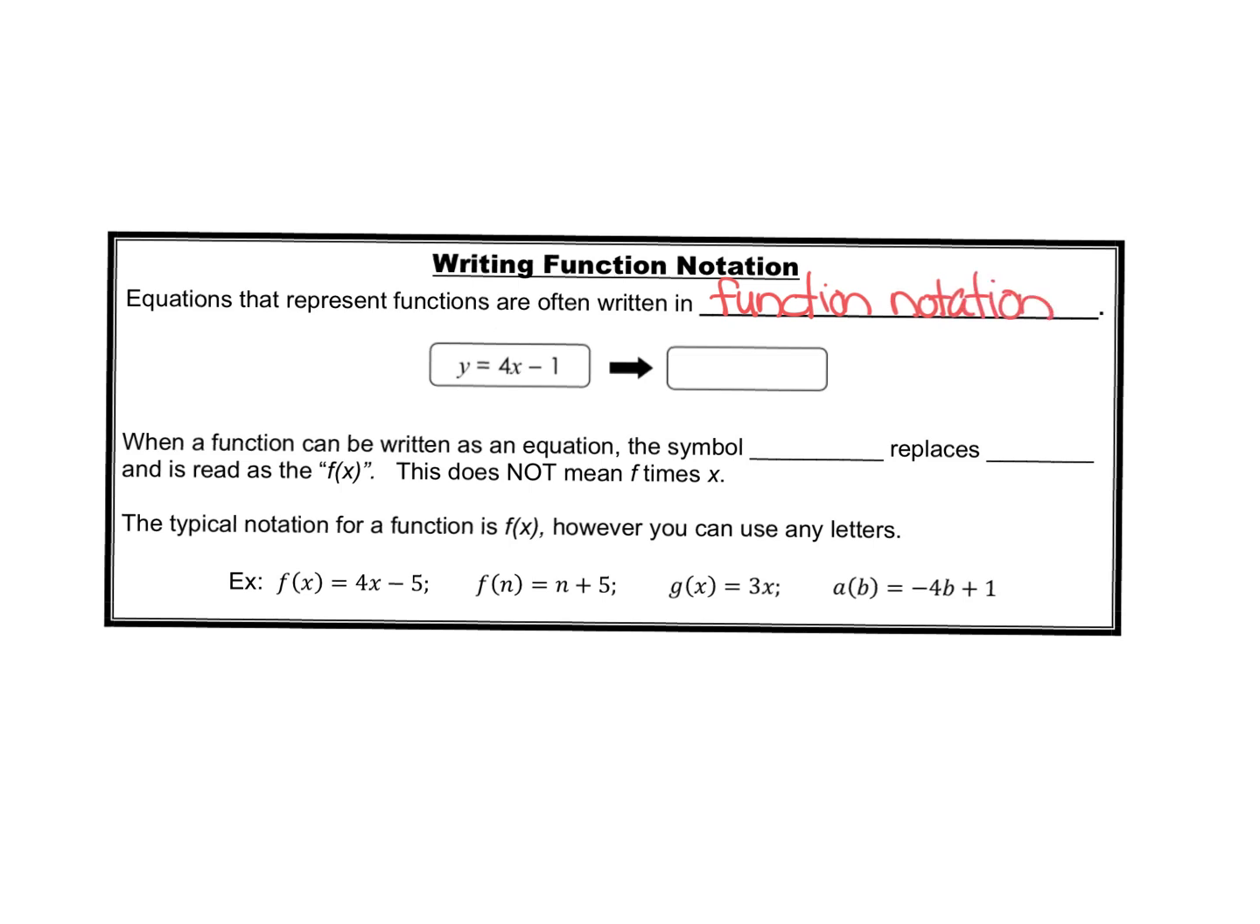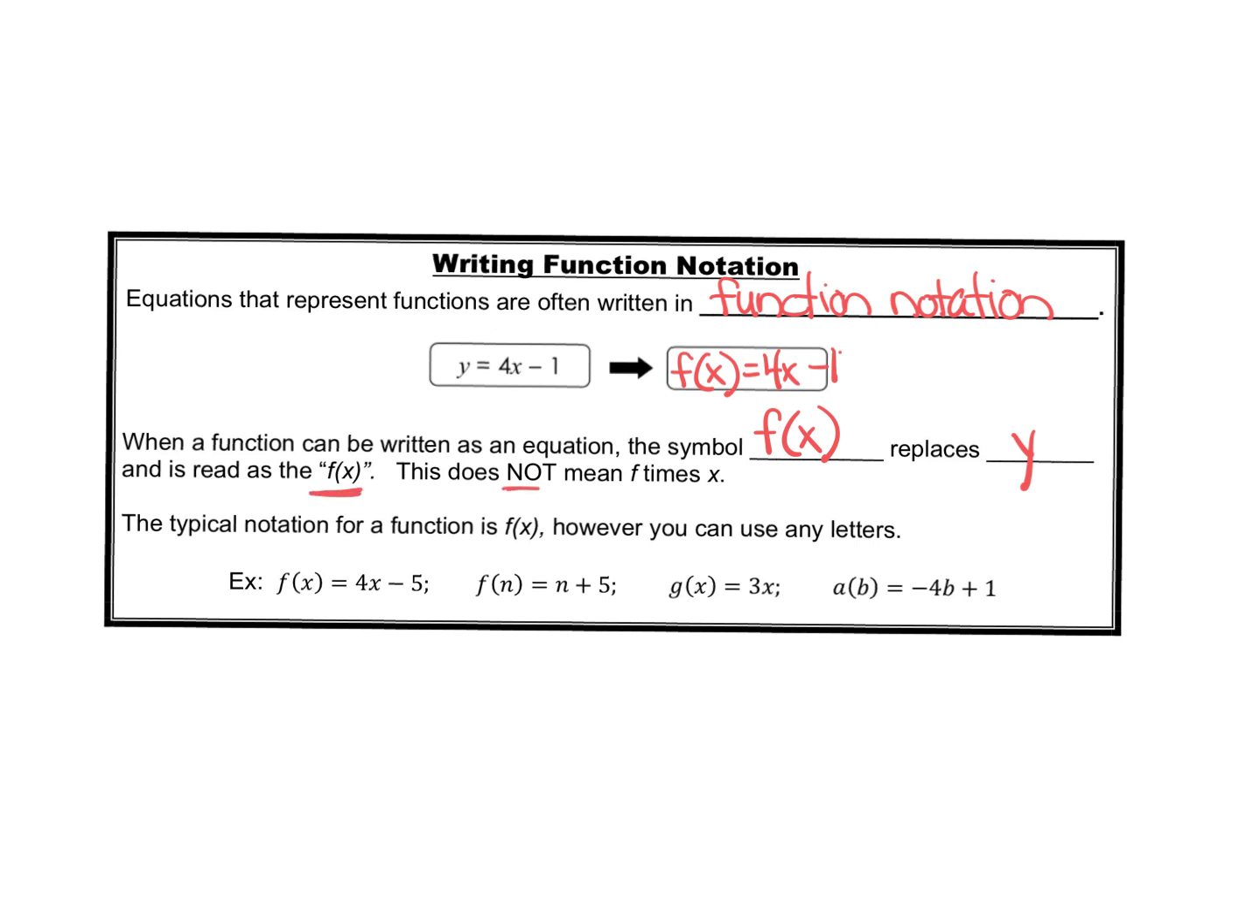So we have this equation, y is equal to 4x minus 1. To write this equation in function notation, we simply replace that y with f of x, and the rest of it is the same. So we've got f of x is equal to 4x minus 1. When a function is written as an equation, the symbol f of x replaces the y, and it's read as "f of x."